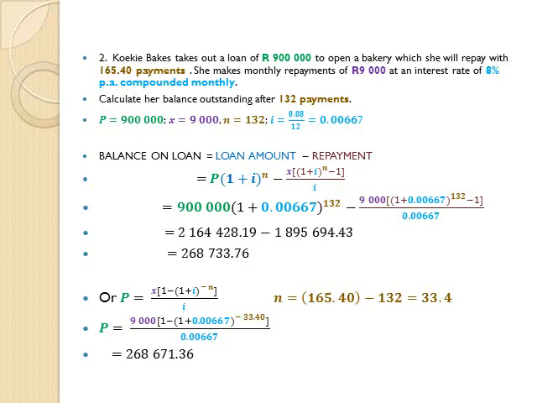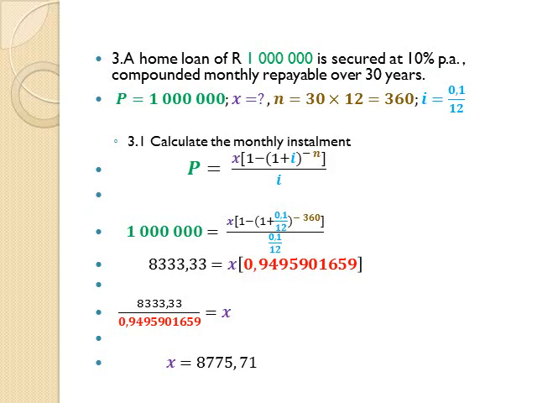Now let's look at the last couple of problems. A home loan of 1 million rand is secured at 10% per annum, compounded monthly, repayable over 30 years. Right, so P equals 1 million, X unknown, N is 30 times 12 equals 360, I is 0,1, 10 divided by 100, 0,1 over 12, compounded monthly.